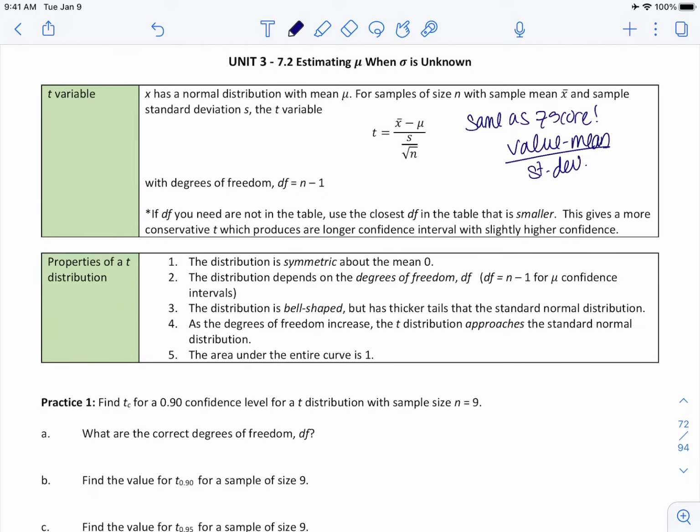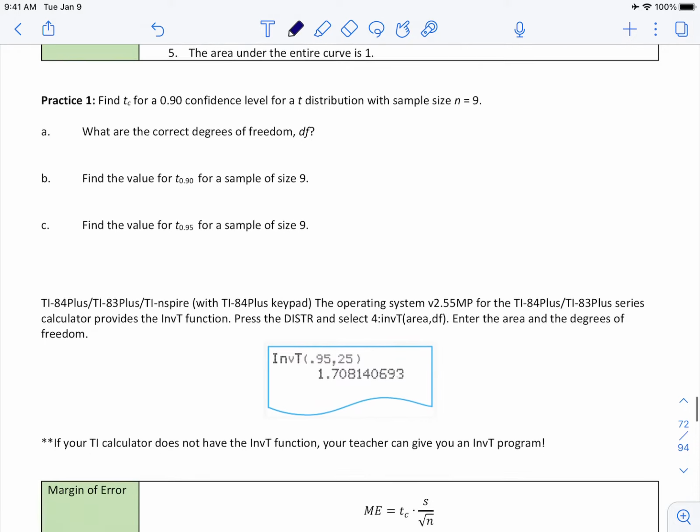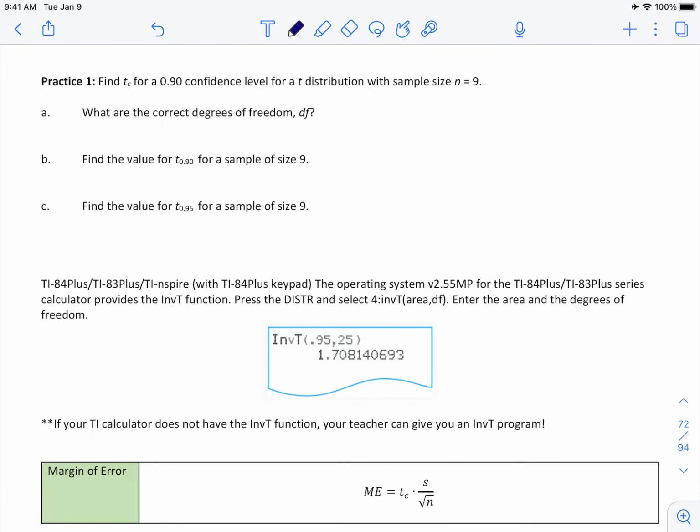So we need to find the critical t-value for a 90% confidence level for a t-distribution with a sample size n equals 9. So our correct degrees of freedom, remember we do n minus 1, so in this case we would have 8. Now we can find this, there is a table 6, which is on page A24 in the book to find these values. So it says find the value for t of 90 for a sample of size 9. So again, our degrees of freedom are 8 that we're working with.